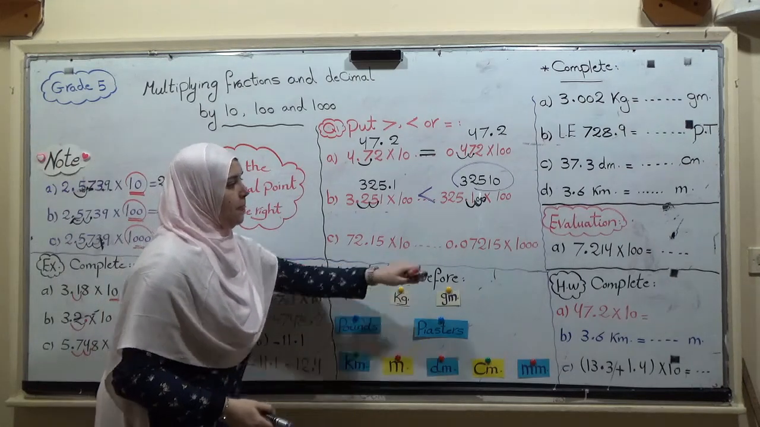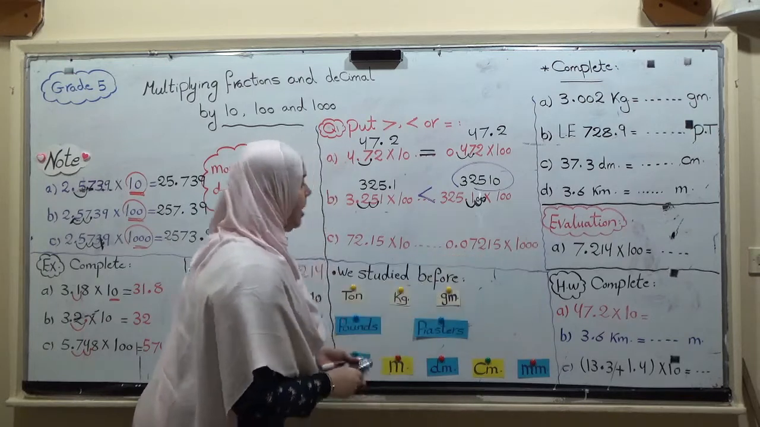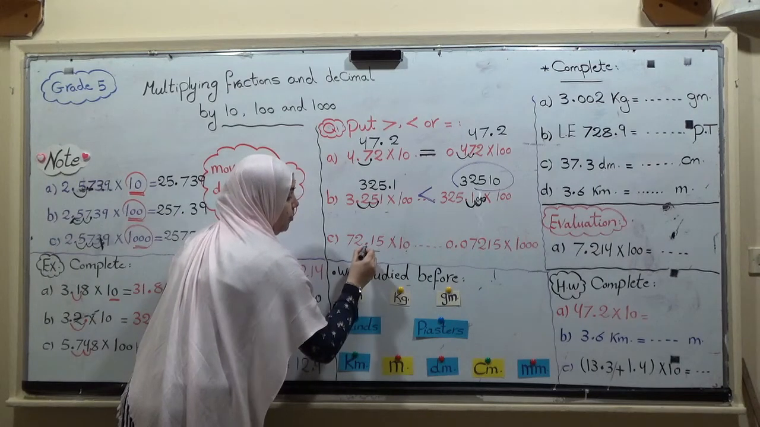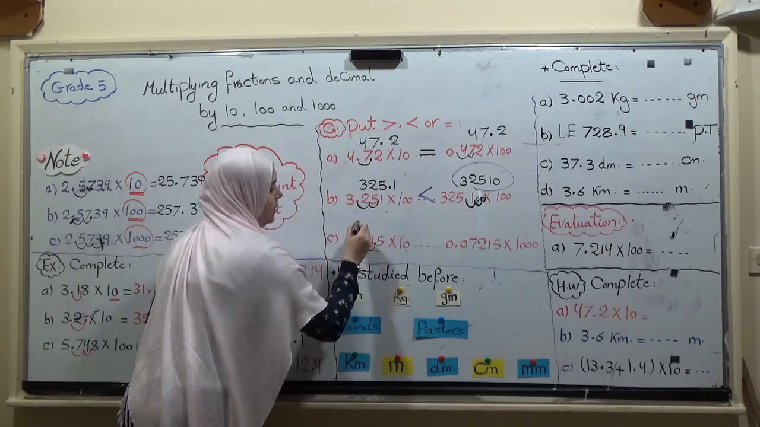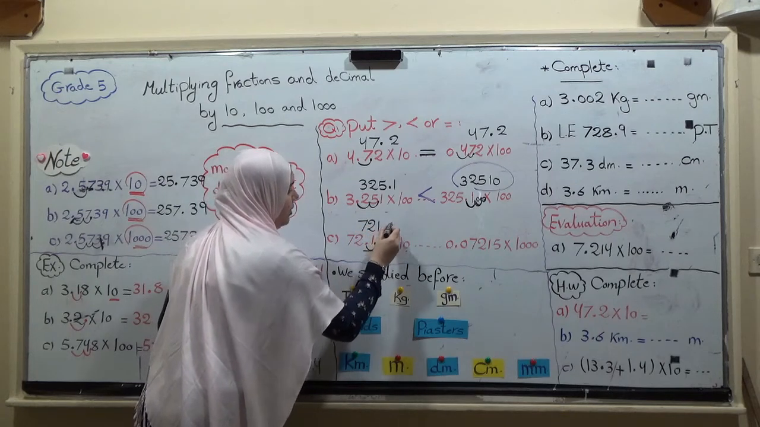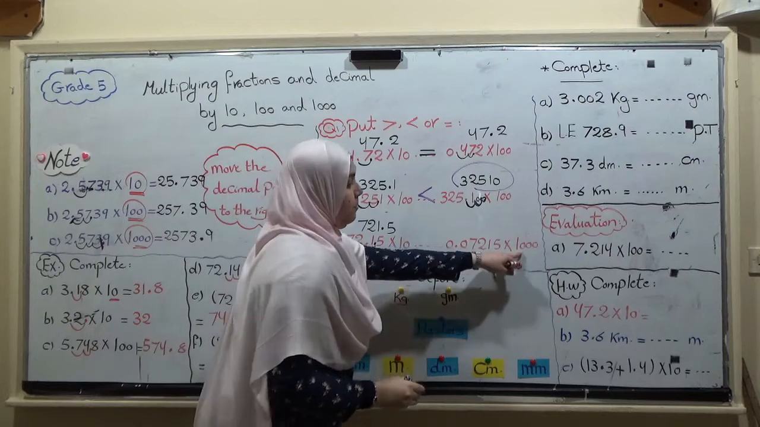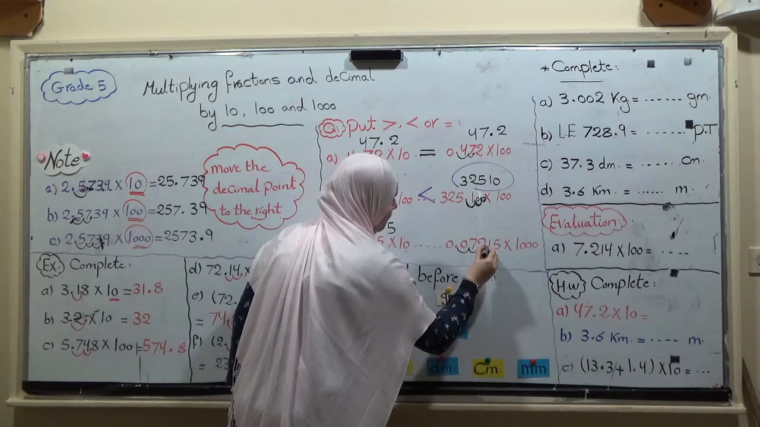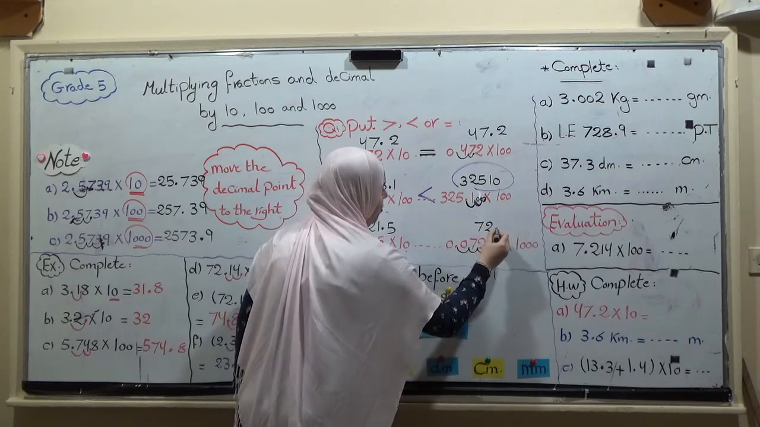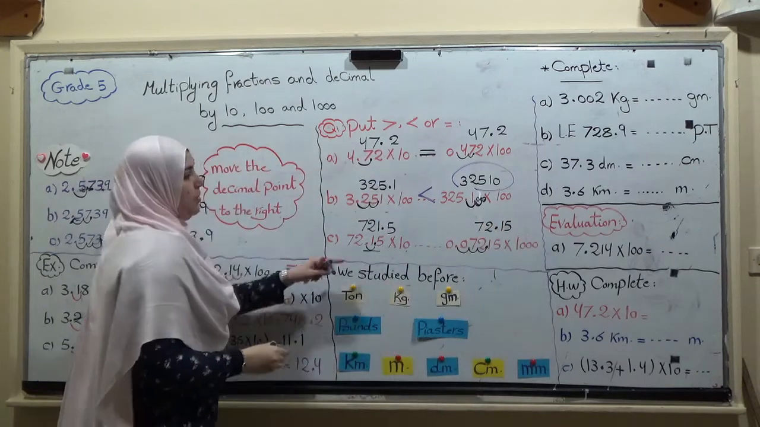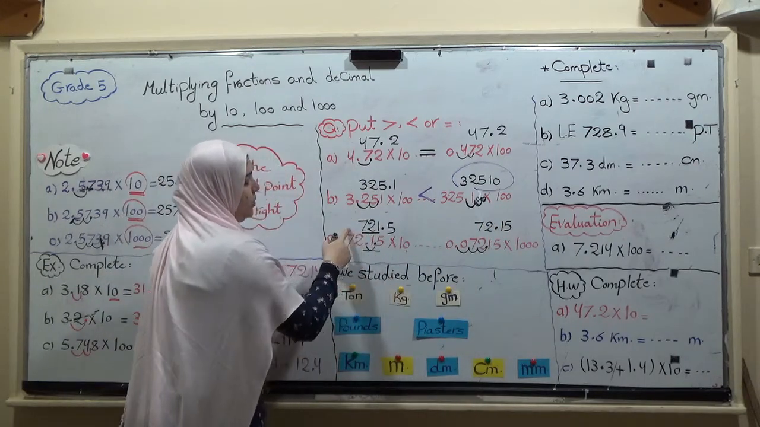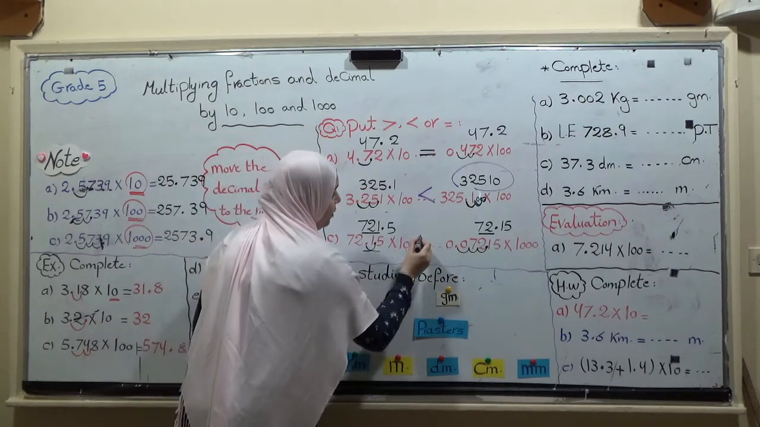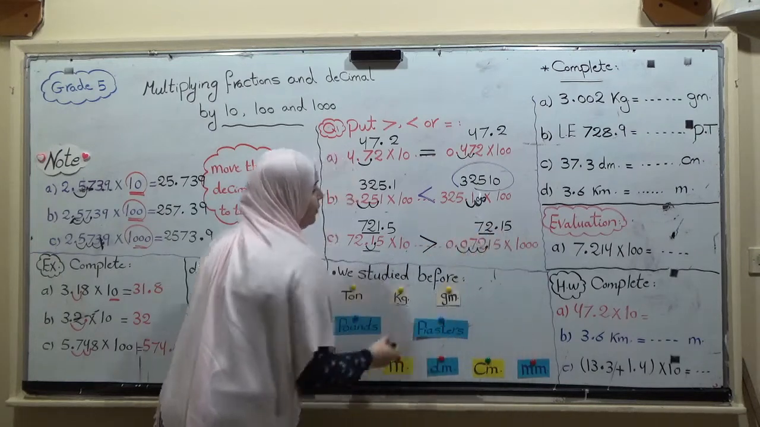72.15 multiplied by 10, 0.0725 multiplied by 1,000. When I have the decimal number multiplied by 10, move the decimal point 1 digit to the right, 721.5. Multiply 1,000, move the decimal point 3 digits to the right, 1, 2, 3, 72.5. Mrs. Shayma, the whole number here is 721, the whole number here is 72, which is the greatest number? 721.5 is greater than 72.15.